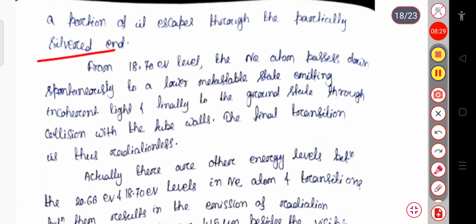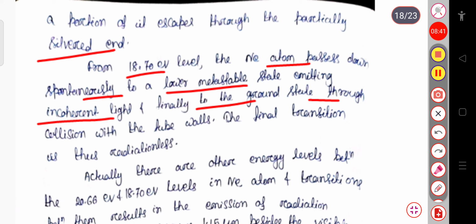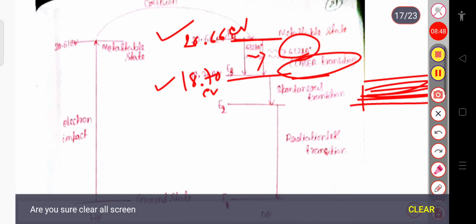Okay. So from the 18.70 eV level, the neon atom passes down spontaneously to a lower metastable state, emitting incoherent light, and finally to the ground state through the collision with the tube walls. So the final transition is thus radiationless. So let me tell you once again what will happen.